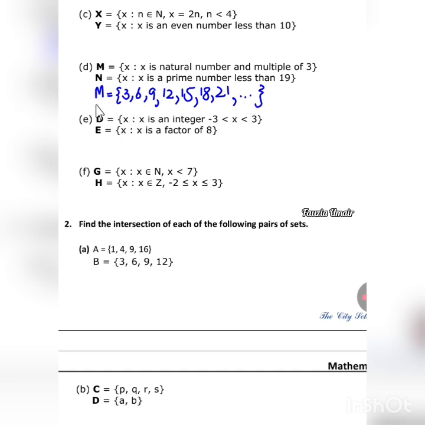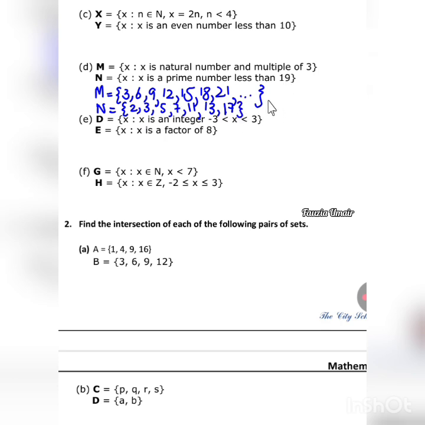Okay? So N is basically X such that X is a prime number less than 19. So we need to write down all the prime numbers less than 19. The first prime number is 2, then 3, then 5, then 7. 9 is not a prime number, then 11, then 13. 15 is not a prime number, then 17. 19 will not come because it is not less than 19.